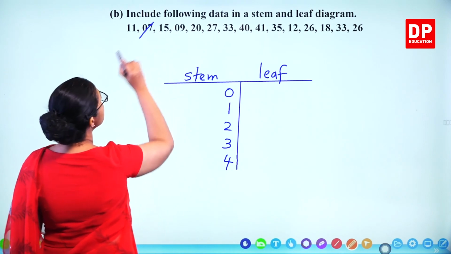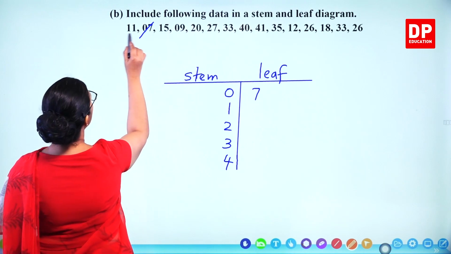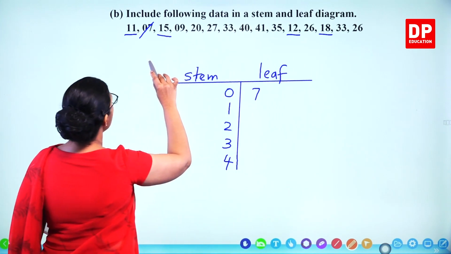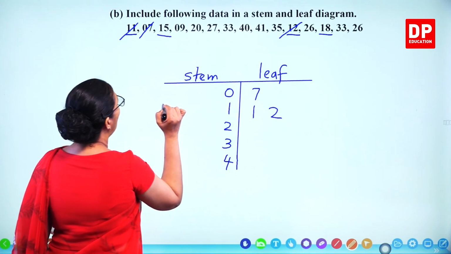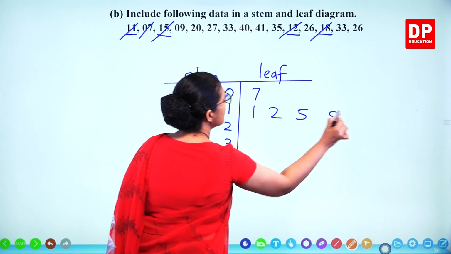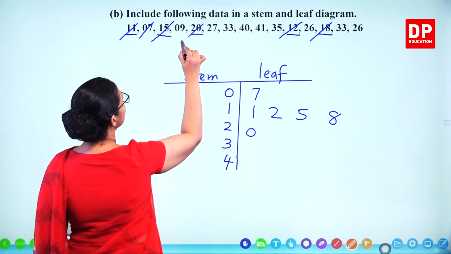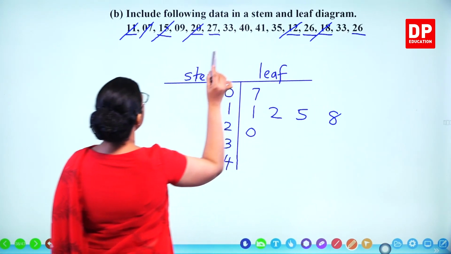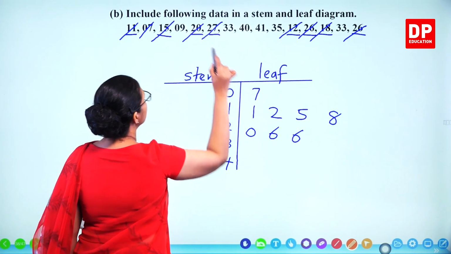So first one is 7. If you take ones, it's easy to identify ones from this. So you get 1, 2, 5 and then 8. Then 20s, you get 0, another 2, 2 here, 2 here. So that means 6, 6. You can cross out these and 7.